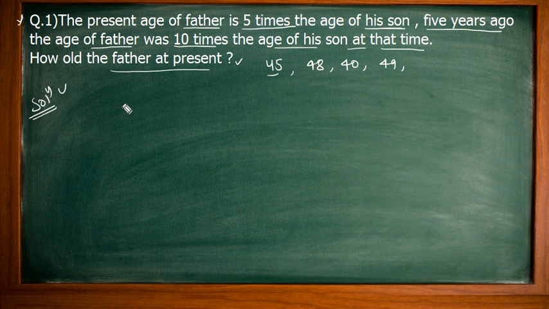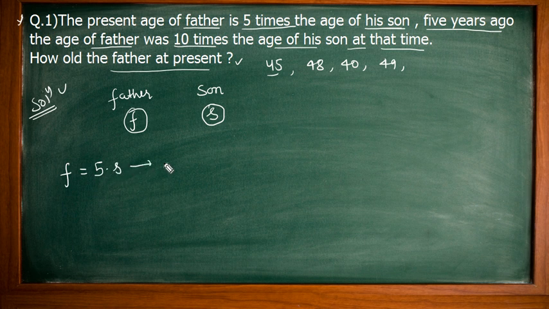Suppose there are basically two entities. The first one is the father and the second one is the son. The father is associated with F and the son is associated with S. So you have to use your pen. What is the question basically saying? The present age of the father is 5 times the age of his son. So F is associated with the father, so F is equal to 5 times S.